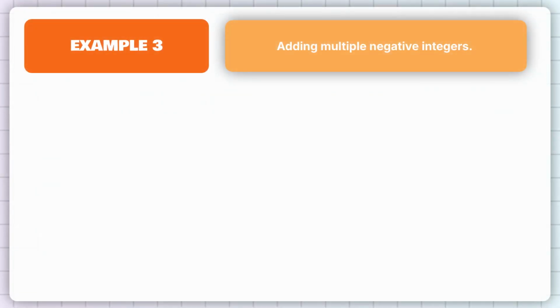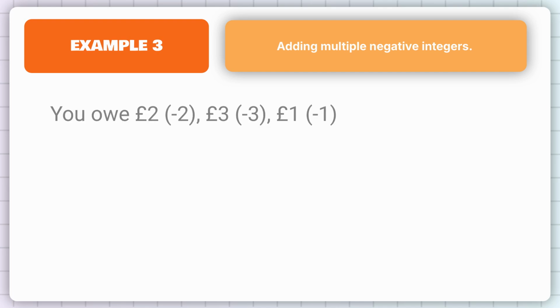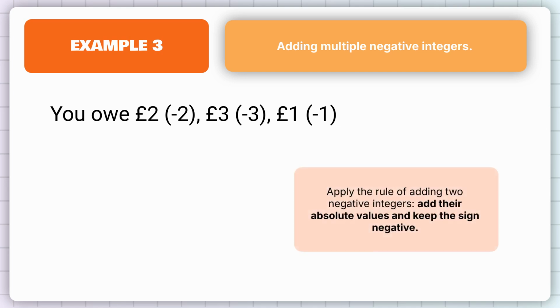Example 3, adding multiple negative integers. Finally, let's consider a scenario where you have to add multiple negative integers. You owe £2, which is -2, £3, which is -3, and another £1, which is -1. We'll apply our rule from the first example. This rule, once again, states that when adding multiple negative numbers, you add their absolute values and keep the sign negative. Therefore, we will add the absolute values of -2, -3, and -1, resulting in 6. We then keep the sign negative to get -6. Therefore, your total debt now is £6.